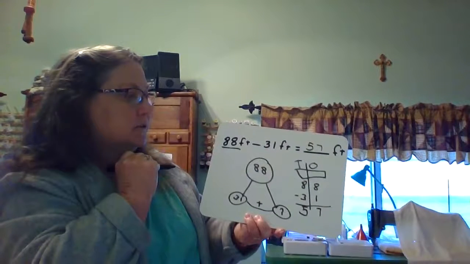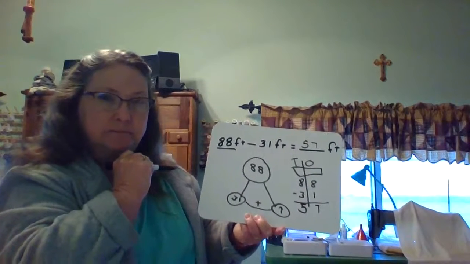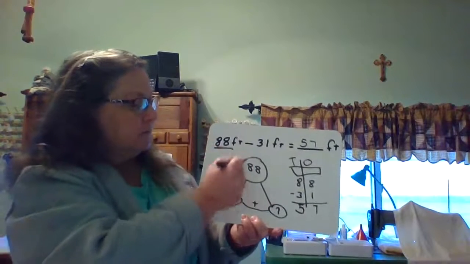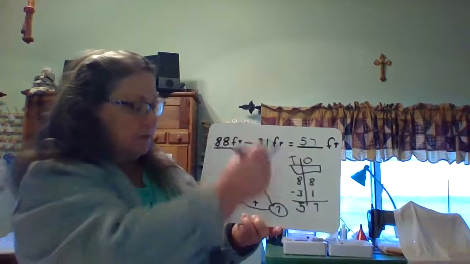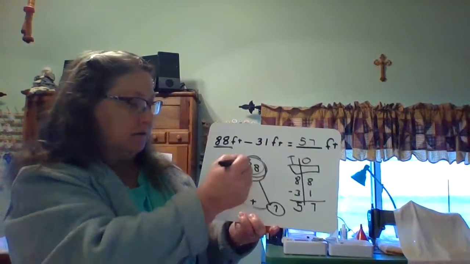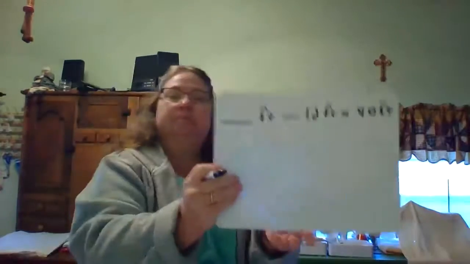88 minus 31 is 57 feet. Simple, just like what we did on the other one. Biggest number goes at the top. The other numbers fill in at the bottom. The two bottom have to be added together to equal that top. Let's try one more here.